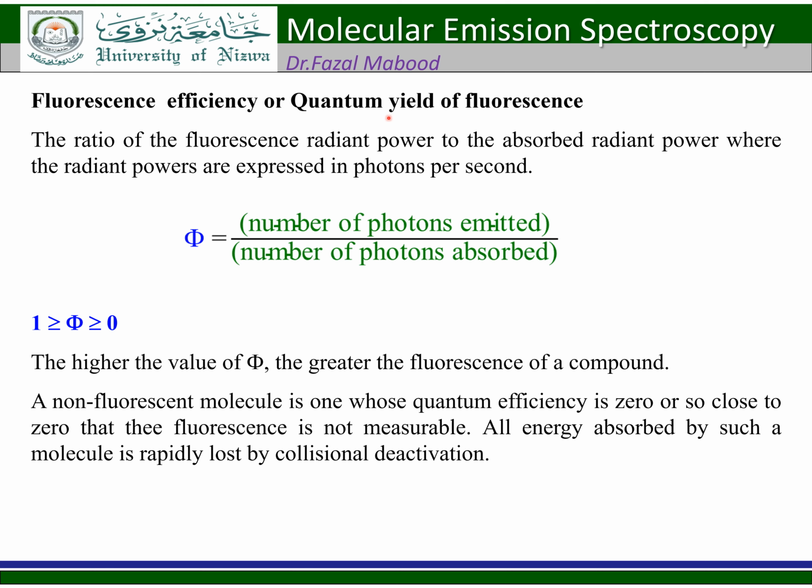Fluorescence efficiency, or quantum yield of fluorescence. The fluorescence efficiency is equal to the number of photons emitted divided by the number of photons absorbed. One is the maximum fluorescence efficiency. The higher the value of fluorescence efficiency, the greater the fluorescence of a compound. A non-fluorescent molecule is one whose quantum efficiency is zero or so close to zero that the fluorescence is not measurable.